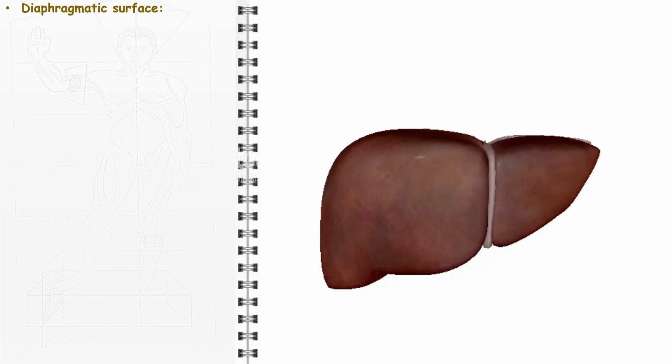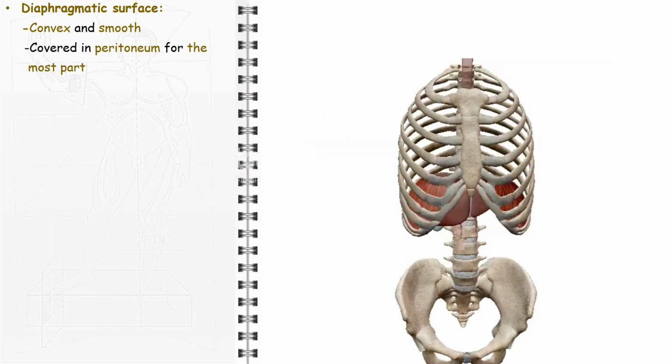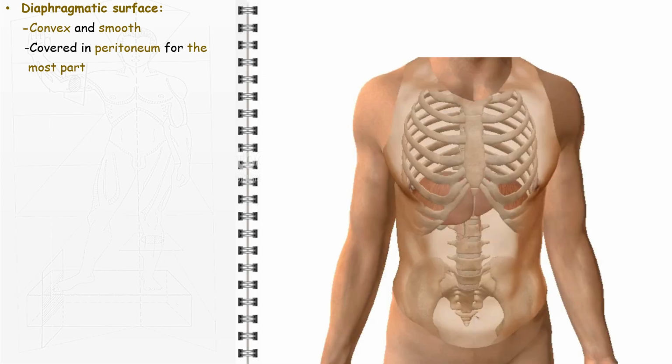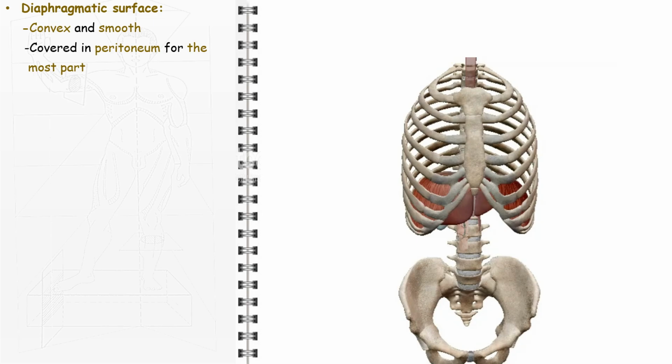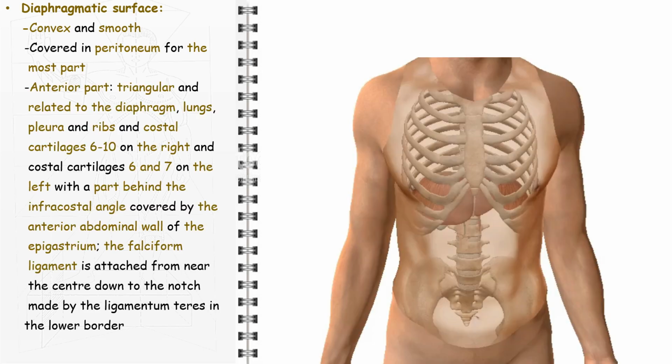The diaphragmatic surface of the liver is convex and smooth and is almost totally covered with peritoneum. Its anterior part is triangular and related to the diaphragm, lungs, pleura and ribs, and costal cartilages 6 to 10 on the right and costal cartilages 6 and 7 on the left, with a part behind the infracostal angle covered by the anterior abdominal wall of the epigastrium.